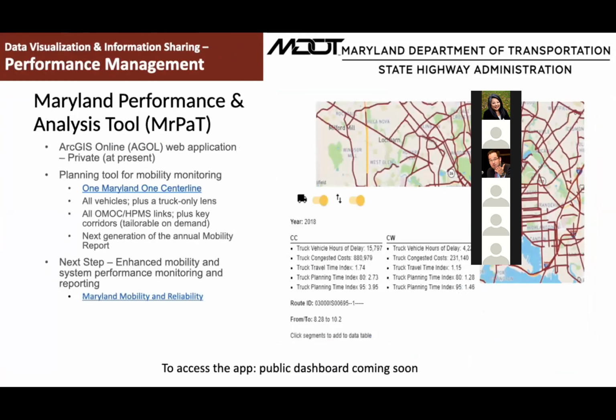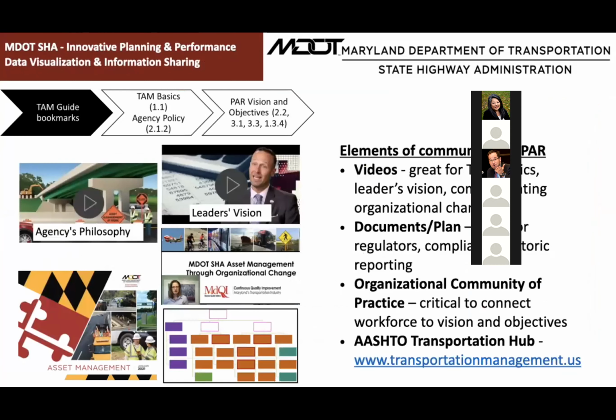And we monitor and communicate the performance of our roadway segments, corridors, and systems through the Mr. Pat tool. I encourage you to explore those tools, but in the interest of time here today, I'm going to try to connect my strategies to the practical guidance available in the TAM guide. My communications plan is constantly changing as I learn more, listen more, and engage more people.